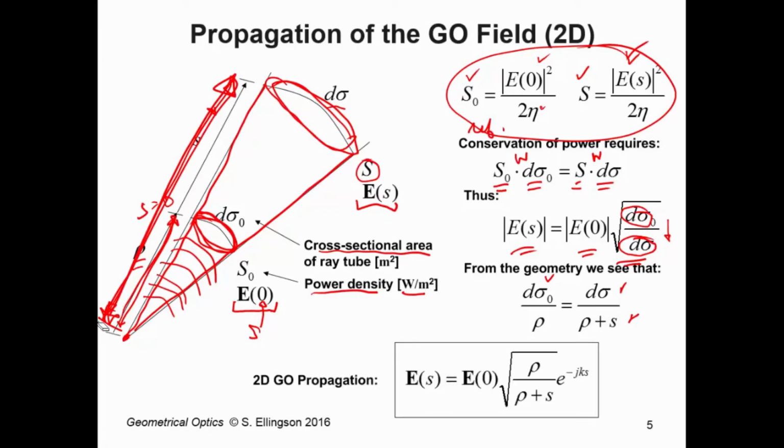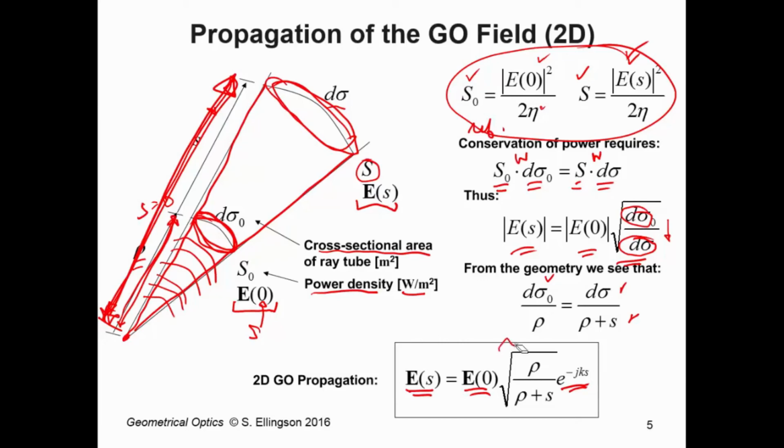That ratio must be equal. So if we put this all together, we can write an expression for two-dimensional geometrical optics propagation that looks like this. The electric field at some distance along this ray tube is equal to the electric field at the starting point times a phase factor. This is easy to understand. This is just the expected phase factor associated with a plane wave propagating distance s.